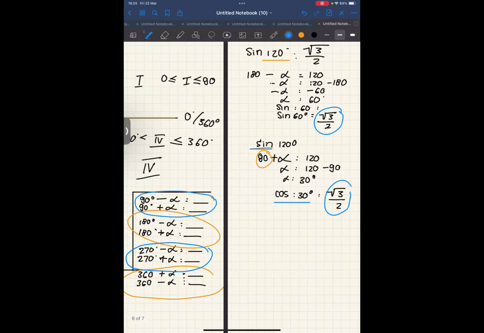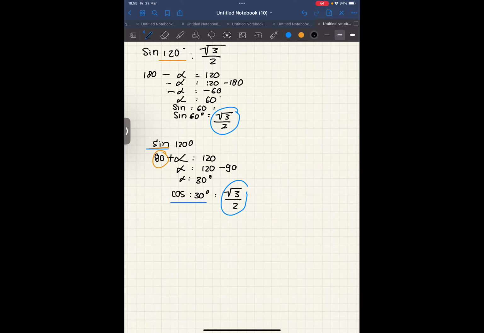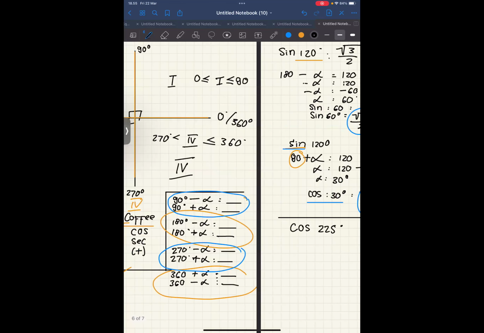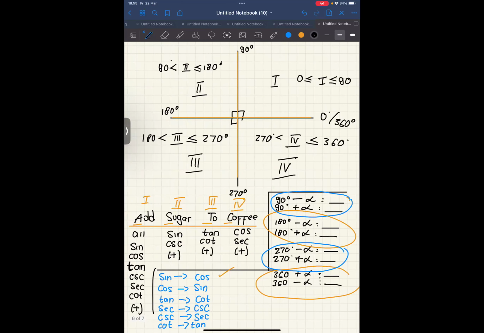Maybe another example, we're gonna use a higher number. We got cosine of 225 degrees. You can see 225 degrees is around here. So it's either 180 plus something to get to here, or 270 minus something to get to this.